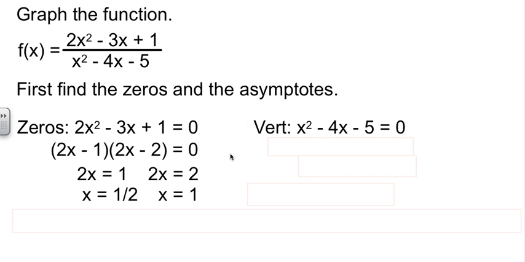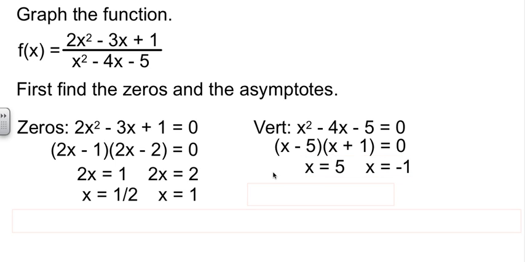For the asymptotes, let's do the vertical asymptote first. So we set the denominator to 0. We factor it. And we solve, and that gives us two vertical asymptotes that the graph can't cross. It can cross horizontal, but it cannot cross vertical.